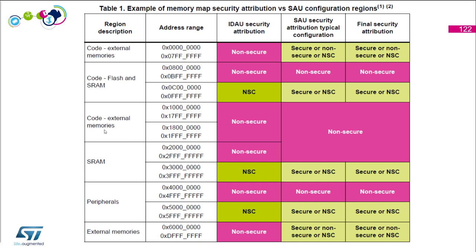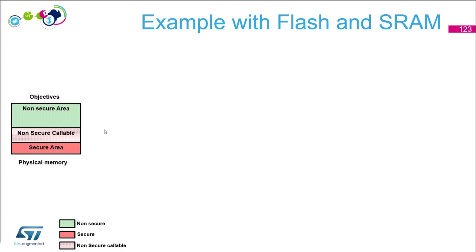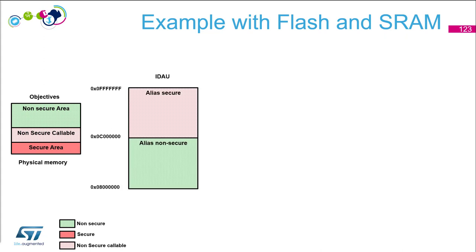Let's take an example. The objective is to have this physical memory with a secure area, then a non-secure callable area, and the non-secure area. So it is this configuration we want to achieve. First we know this memory is aliased in non-secure and secure. And by default in the IDAU, you can see it in the previous table, the non-secure alias is non-secure with the IDAU, and the secure alias of the address is configured as non-secure callable. Okay?